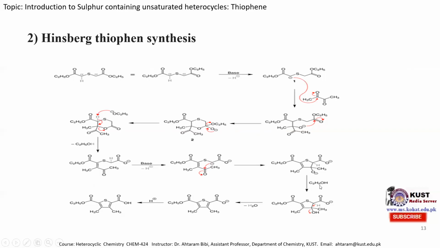After that, the ethoxide ion takes this hydrogen atom, so an unsaturation is produced. A water molecule is eliminated in this step, producing the thiophene oxalate ion, which is protonated by the solvent, producing the substituted thiophene molecule.